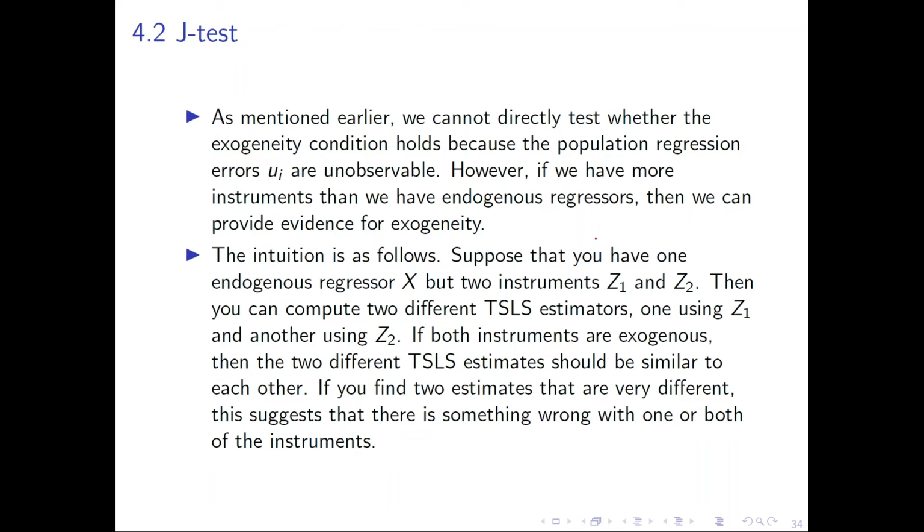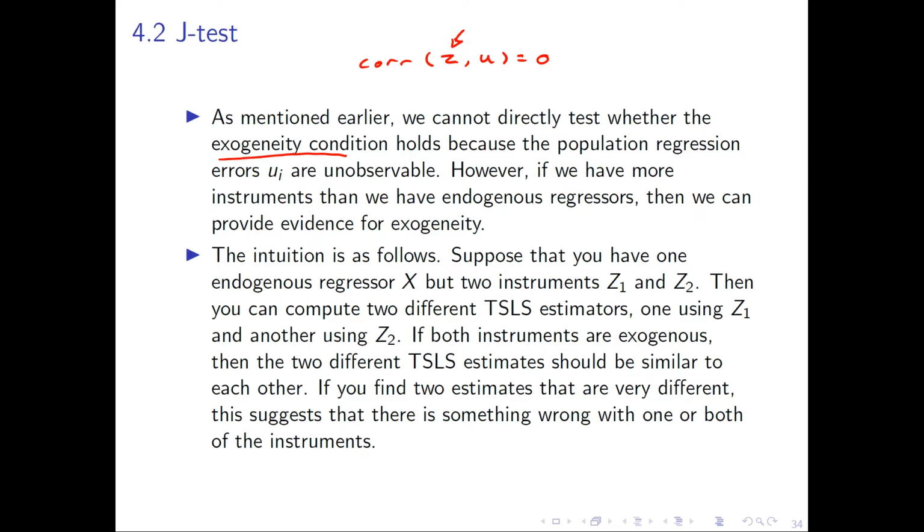Because the population regression errors are unobservable, we can't test whether or not the exogeneity condition holds. And remember that the exogeneity condition is that the instrumental variable is uncorrelated with the population regression errors. But if we have multiple instruments, then we can perform a test of exogeneity.